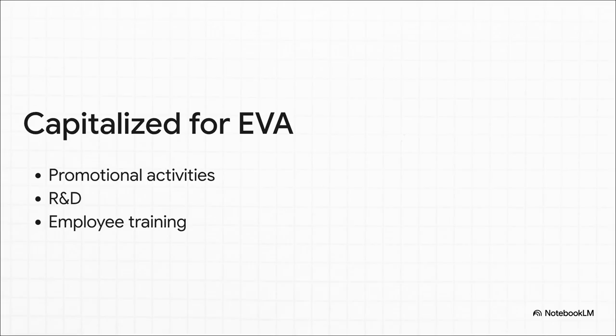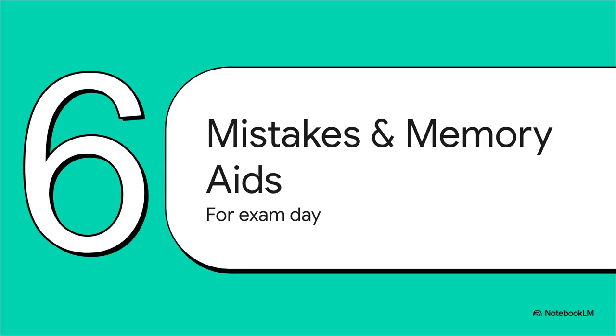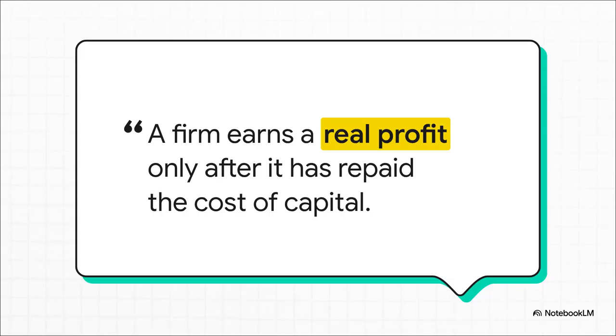And finally, Part 6, Mistakes and Memory Aids. To truly lock this all in for exam day, you've got to remember this one fundamental principle. A firm earns a real profit only after it has repaid the cost of capital. And to help you remember the formula order, just think of the phrase, income beats capital cost. That's operating income minus your capital charge. You literally haven't won the game until you've cleared the hurdles set by the opportunity cost of equity.